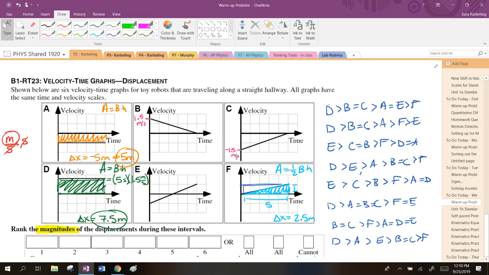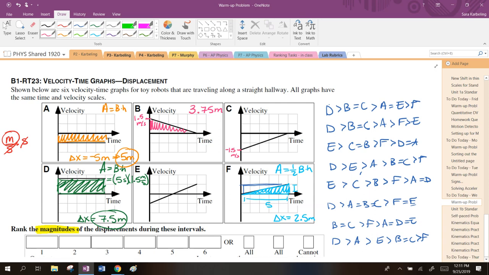Same motion in B and C, just moving in different directions. Same area under the curve in B and C, right? It's 1.5 times 5, 1.5 times 5 divided by 2. So it's half of the answer we had for D. If I do my math right, check me and make sure. I think that's 3.75 meters. Does that sound correct? Half of 7.5 is 3.75.